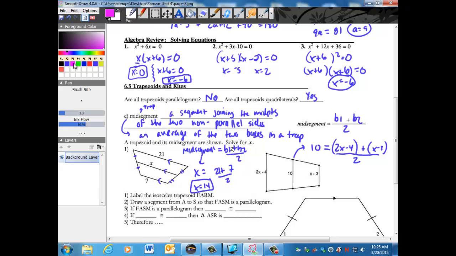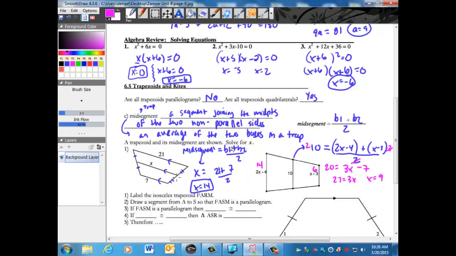Alright, from there, I would multiply both sides by 2. The reason why I do that is to eliminate this fraction. And so now we get 20 is equal to 2x plus x, which is 3x. Negative 4 plus negative 3 is negative 7. 27 is equal to 3x, which means x is equal to 9. If I plug in 9, I get 18. 18 minus 4 is 14. 9 minus 3 is 6.